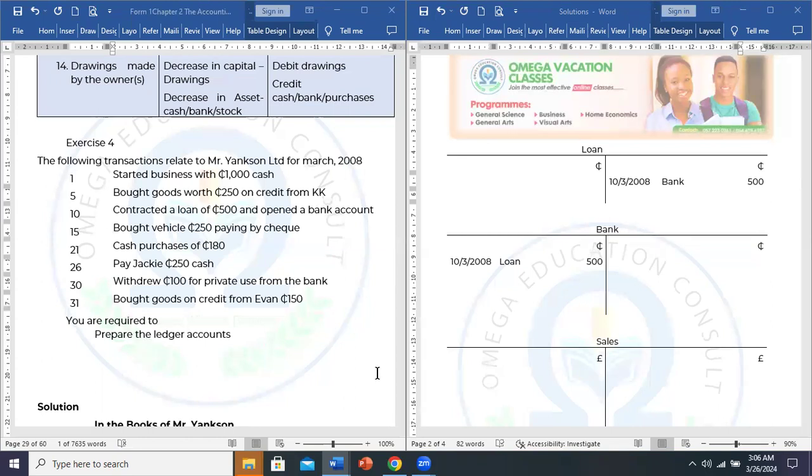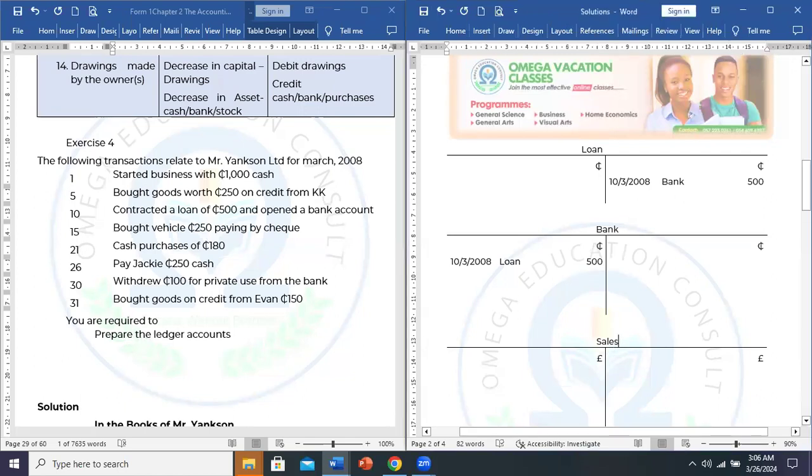So if the business bought a vehicle, that is an asset. So we have vehicle, and then they also paid by check, so that is bank. The two accounts are vehicle and bank. We already have the bank account, so we don't need to open a second bank account. But we don't have the vehicle account, so we open the vehicle account.